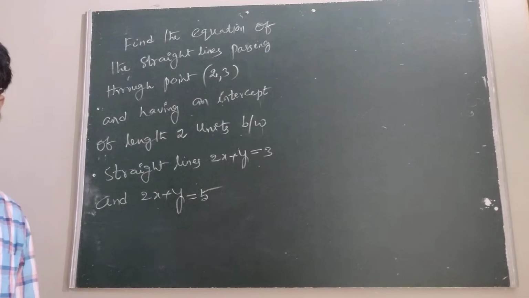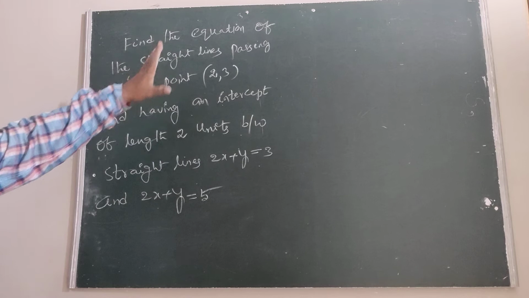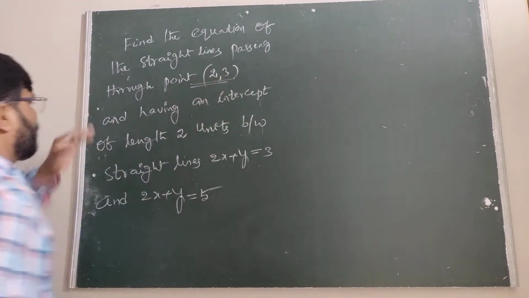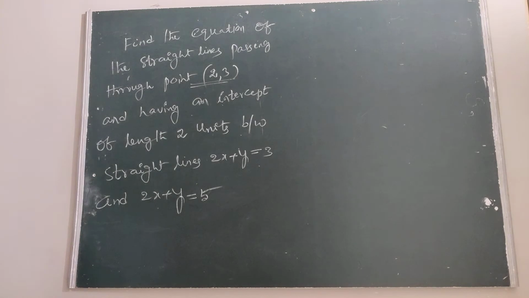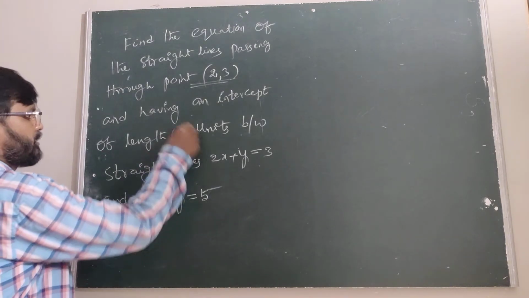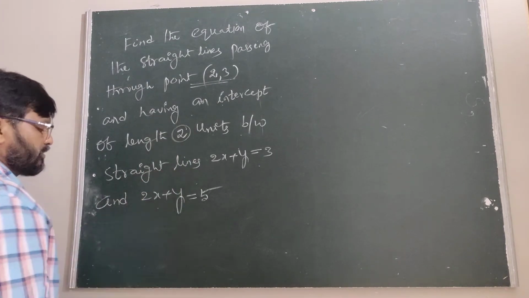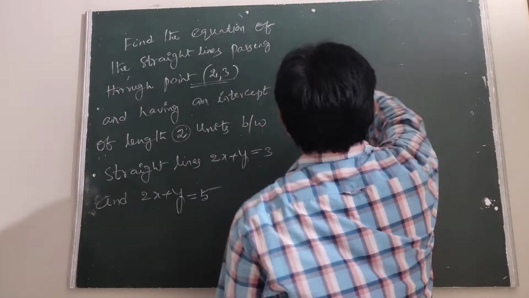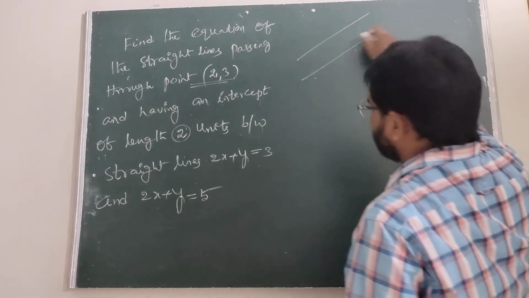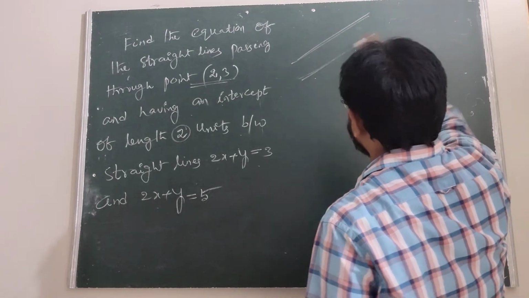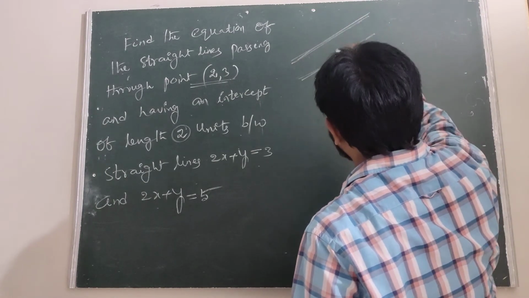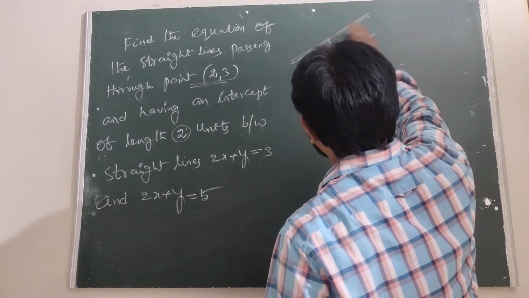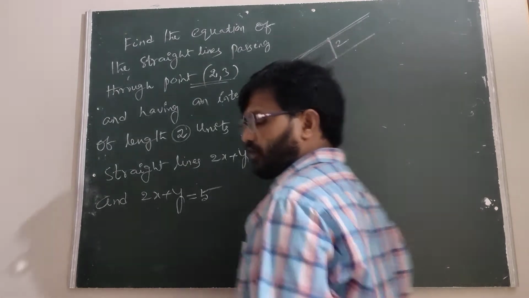Okay. Now another question. Find the equation of the straight lines passing through the point (2, 3) and having an intercept of length 2 units between the straight lines. Here the straight lines are parallel. The first line is this one and another line is this one. These two are parallel lines whose distance is given as 2.